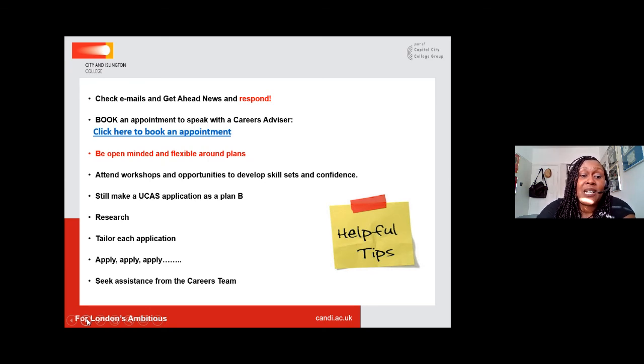Really important that you research and tailor each application, whether it's your UCAS personal statement or an application for a degree apprenticeship or any other type of job, or for an art foundation or any other type of speculative application. It's really important that you tailor it. And the key thing is apply. Don't overthink things. It's really important that you throw yourself into different opportunities, because you just never know what it might lead to. And just remember that we're all here to support you in the careers team.